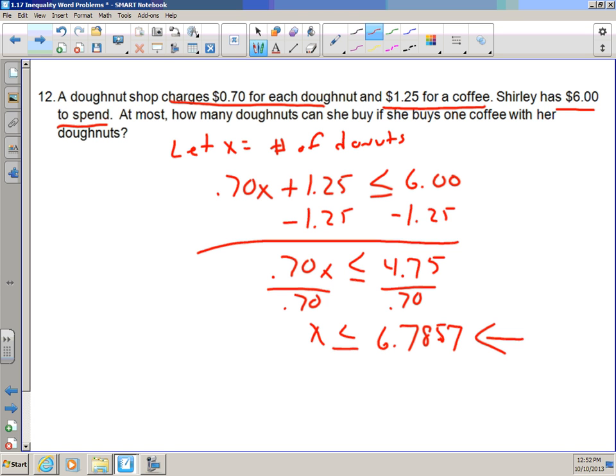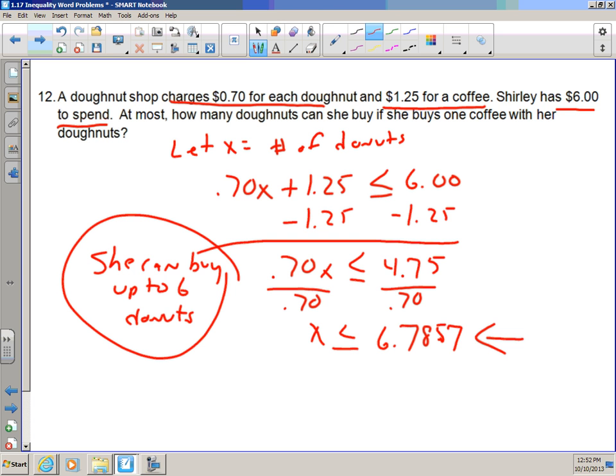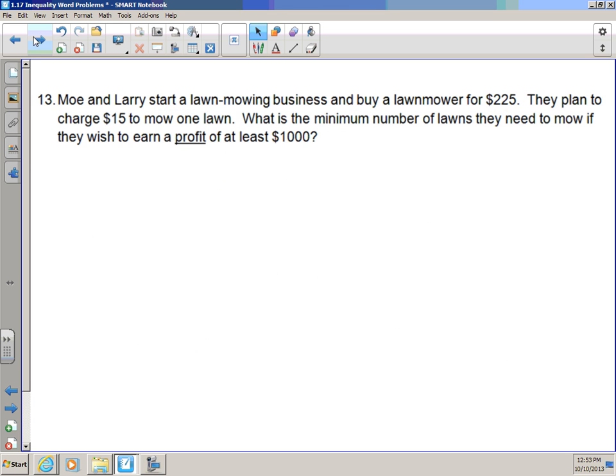How many donuts can she buy? She can buy up to 6 donuts. Even though when you would round this number, you'd get to 7, hopefully you would realize that if she bought 7 donuts, she'd be a little bit over the $6. And the fact that when she buys 6, she'll have some change is inconsequential. Okay? We're not buying partial donuts. I don't think anybody wants to go to Dunkin' Donuts and buy half a donut, because who knows why it's only half. All right, let's keep going.